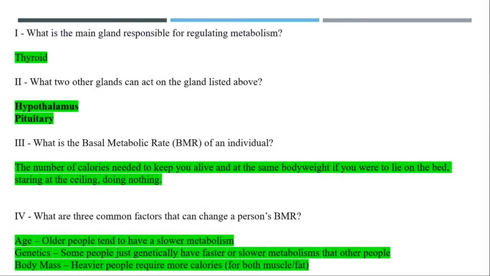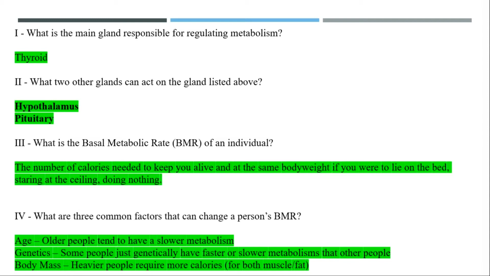So when we talked about metabolism, we know that the main gland responsible for regulating metabolism is the thyroid. Incredibly important in the body. And other glands act on the thyroid, kind of give it some info, tell it what to do. Those two that I want you to know are hypothalamus and pituitary. They tell the thyroid, hey, release a certain hormone, or things along those lines.